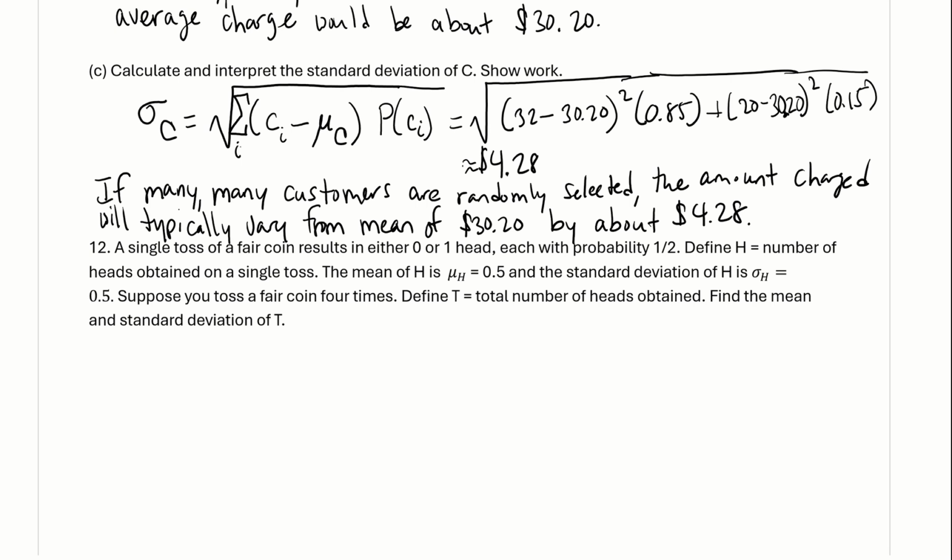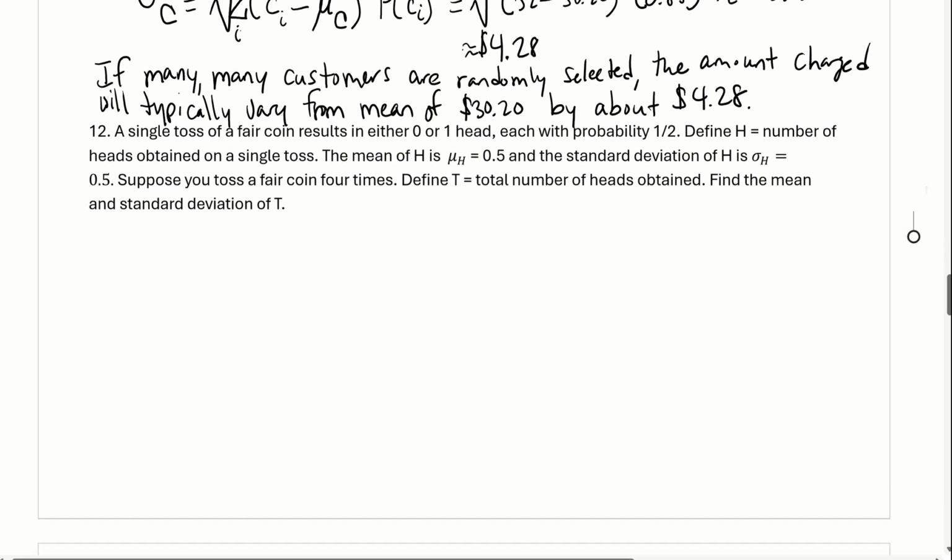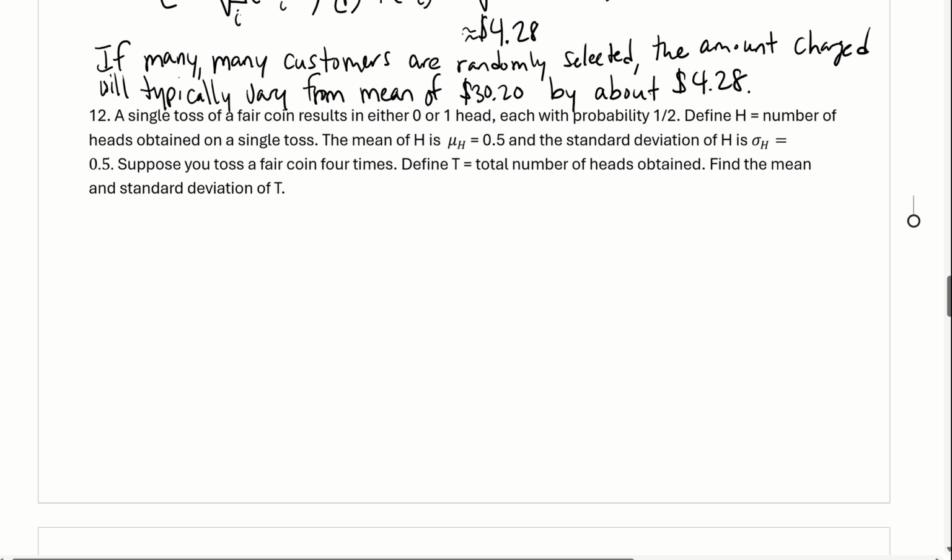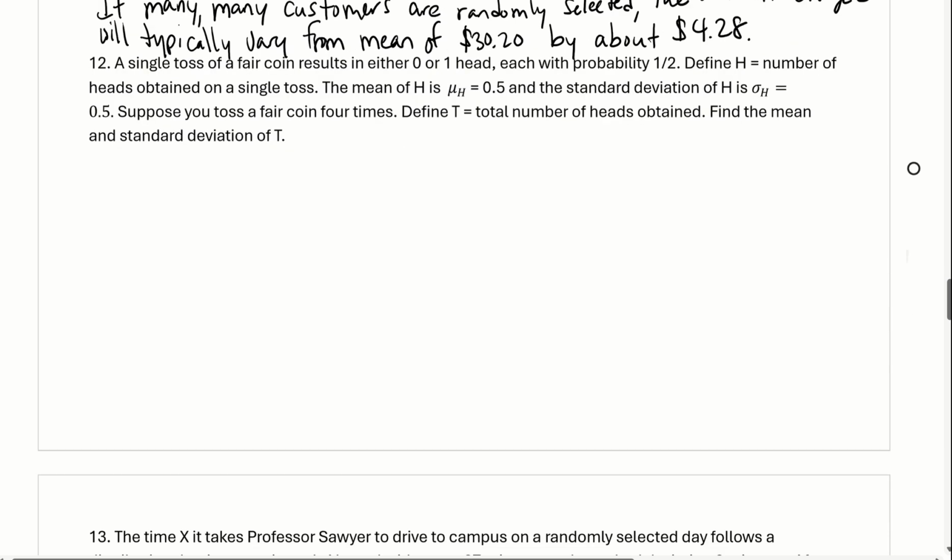And there are different ways to word it. I mean, you can say the amount charged will on average vary by about $4.28 from the mean of $30.20. There's a little bit of flexibility in the wording, but for the most part, there's a way that you would word it.